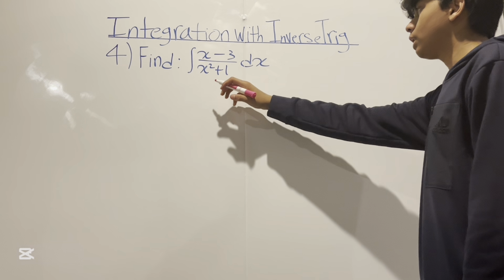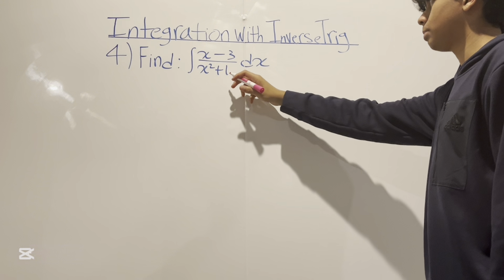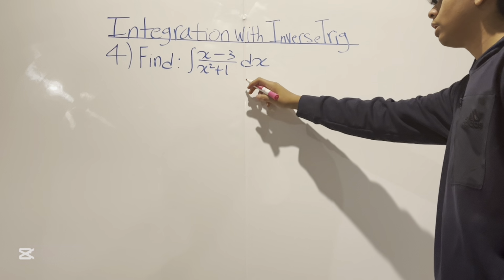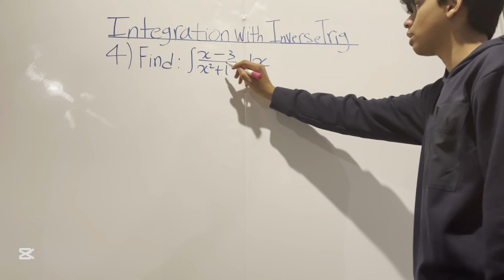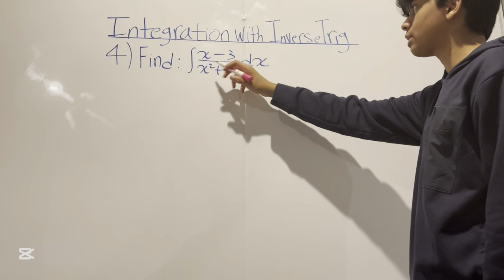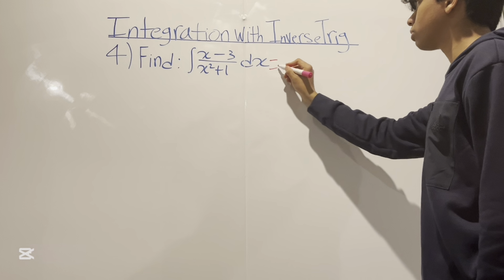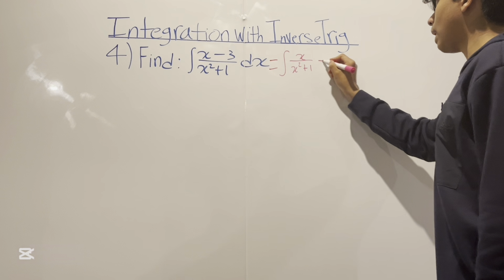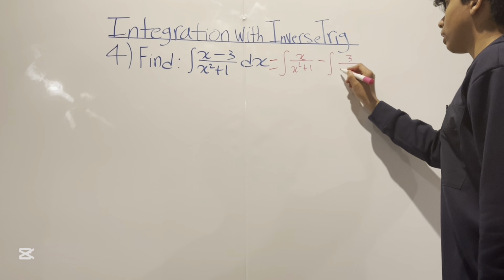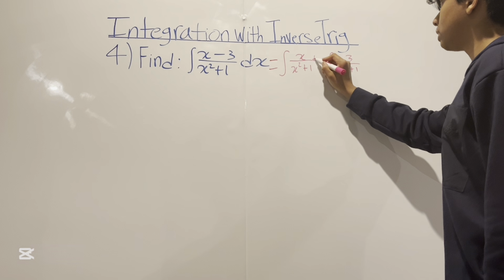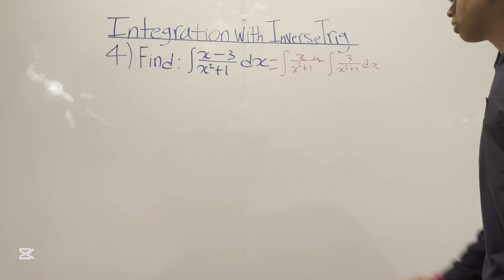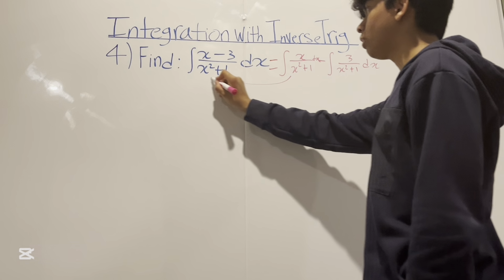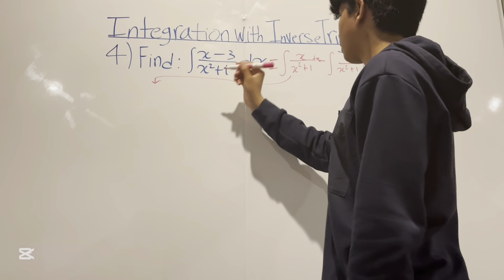Question 4, we have find the integral of x minus 3 over x squared plus 1 dx. So at first glance, this doesn't really fit with anything we have yet. But what we can do is, since the top has 2 terms, we can actually separate this integral. So we can say this is equal to the integral of x over x squared plus 1 minus the integral of 3 over x squared plus 1, and then this is dx. So now we can evaluate these separately. So let's look at this one first. So let's solve this one first.